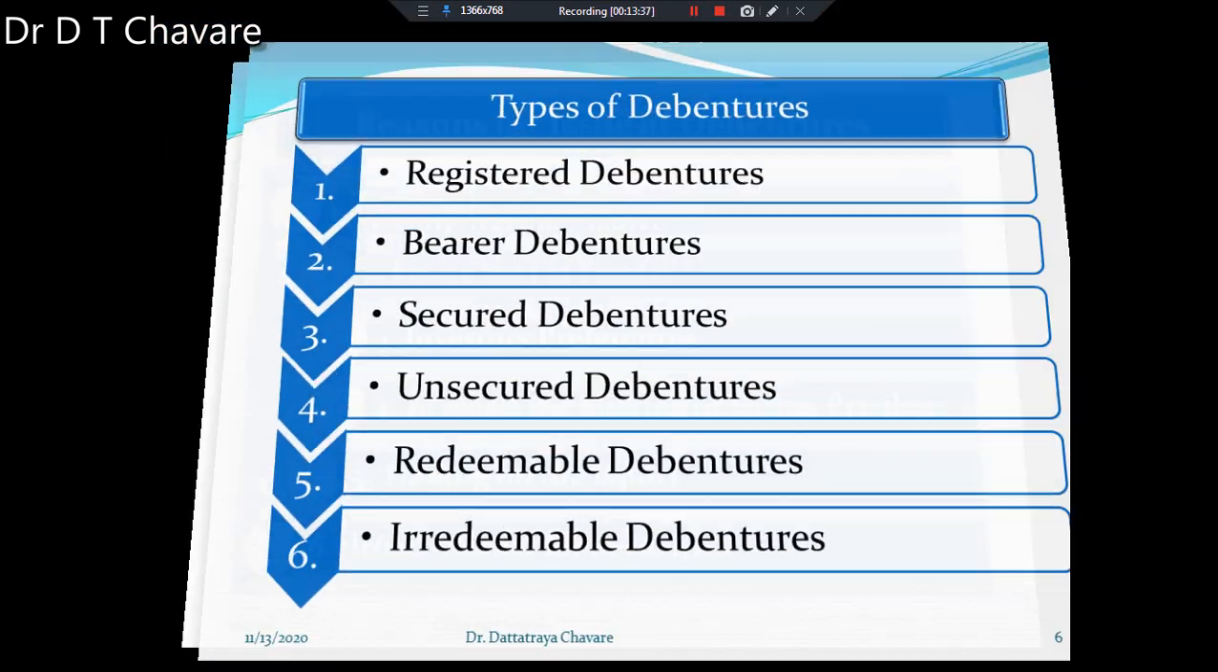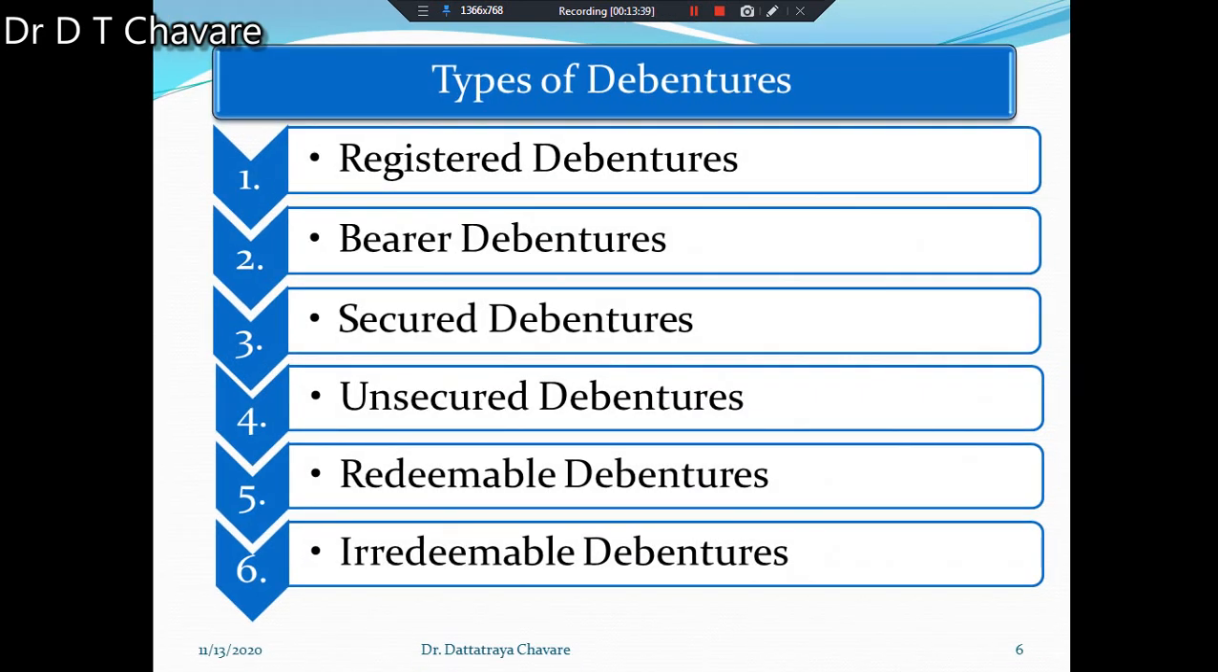Okay, then we have to study what are the types of debentures. There are different types of debentures, and those types I have also mentioned here in that chart. First type is registered debentures. What is the first type? Registered debenture. What do you mean by registered debenture?